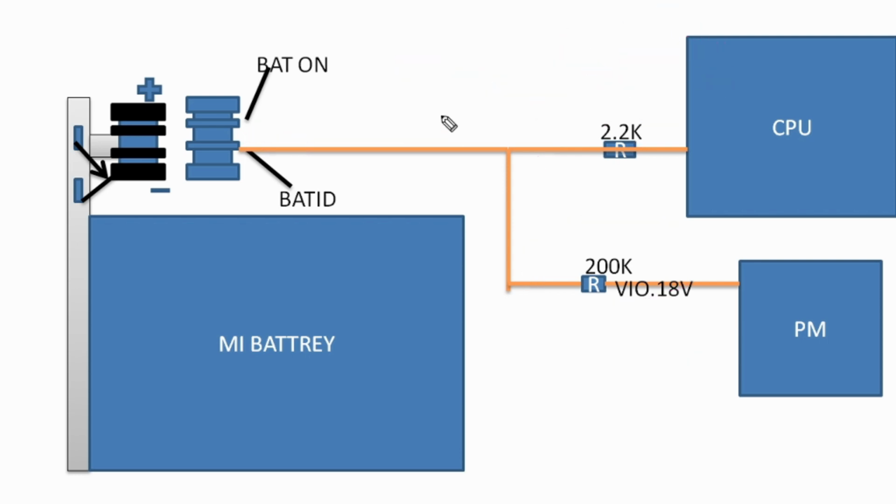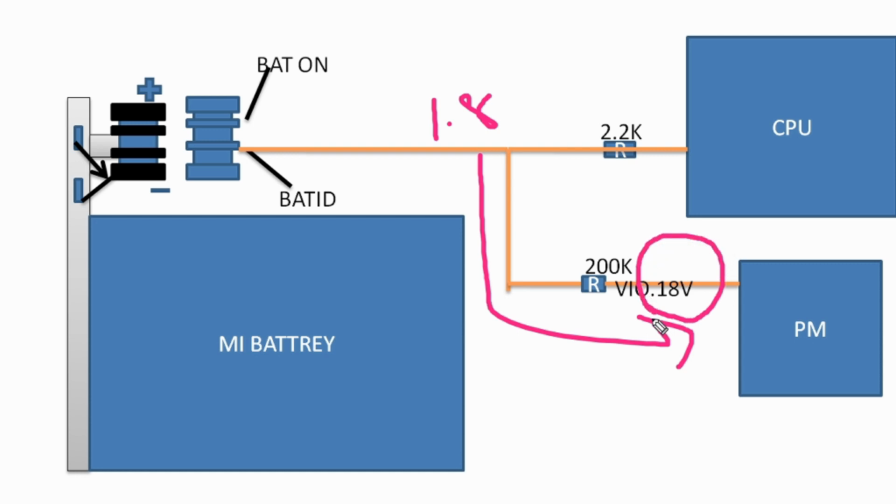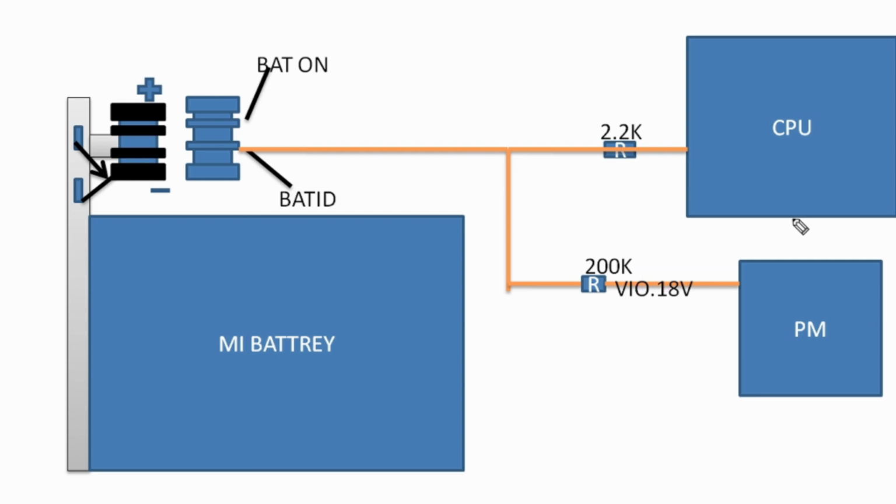Now the 1.8 volt on the Batt ID line comes from the power IC. You can also call it VIO volt. You can see here it is VIO 1.8 volt, not 18, it's 1.8. I forgot the test point. So it's 1.8 volt, right? According to the divider circuit, we have two resistances.